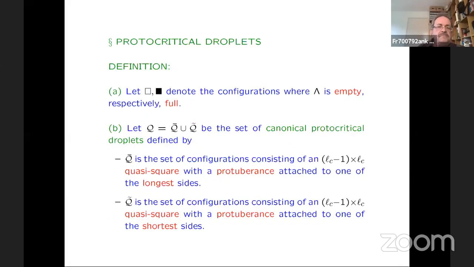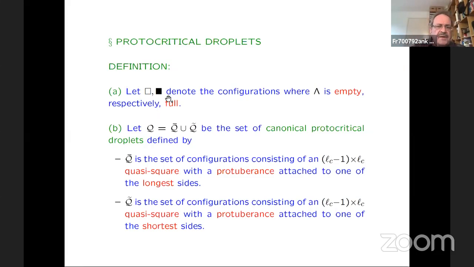Okay. Yeah. So we now need to go a bit more into detail about what this critical droplet is, because that will be crucial for the fine analysis that I'm about to present to you. And we already know that somehow this critical droplet is somewhere in between an LC by LC droplet and an LC minus one by LC minus one droplet. So what exactly is it? And this turns out to be an interesting thing.